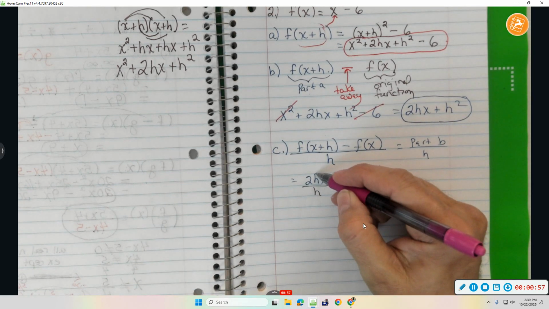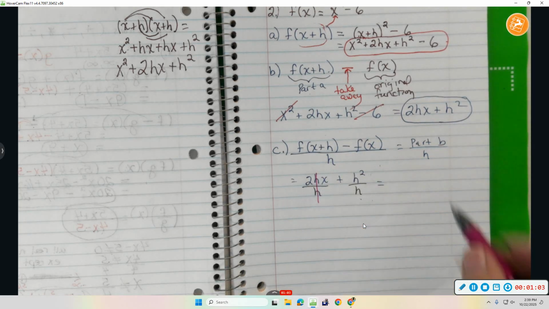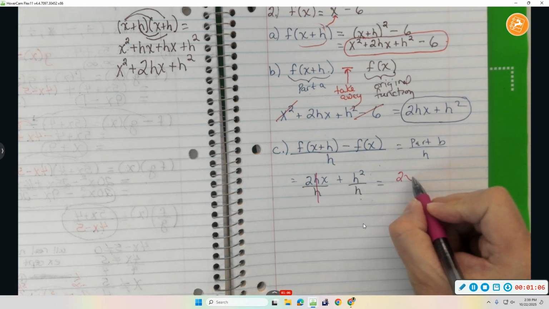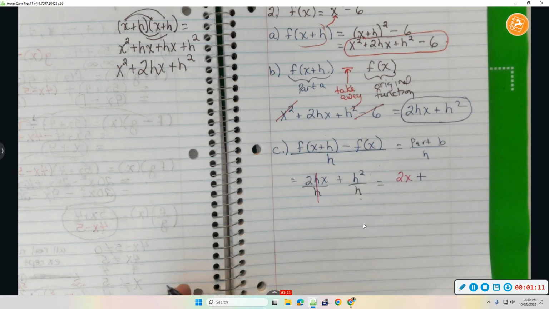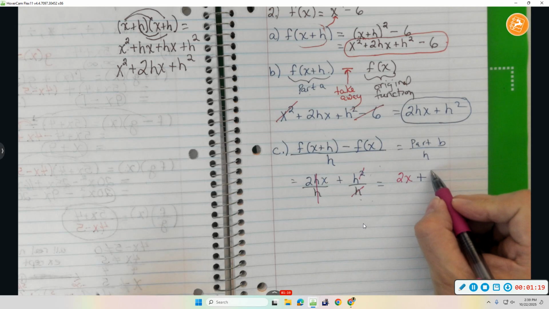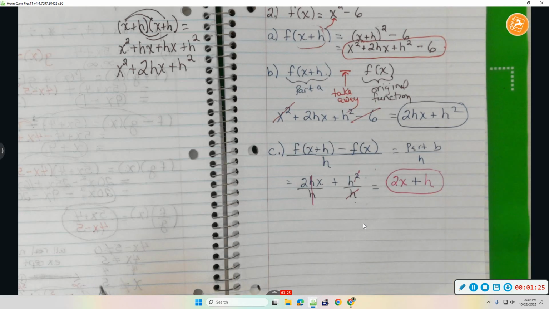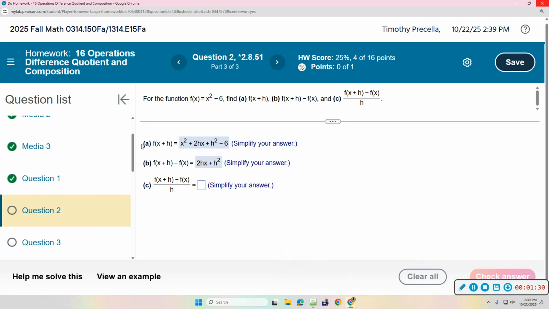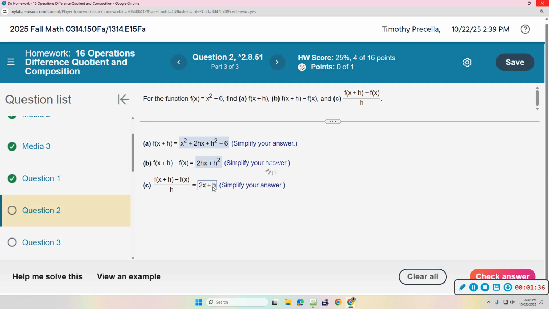So here I'll get this one going. I'll cancel the H there. So all that we're left with on the first term is just a 2 and an X. What are we going to be left with on the second term? Something's going to cancel and we'll be left with a nice term. One H cancels above and below and we're left with just an H. So 2X plus H. This is a nice 3-step approach for finding those difference quotients. 2X plus H.